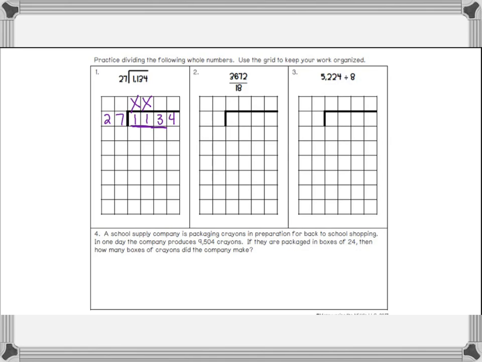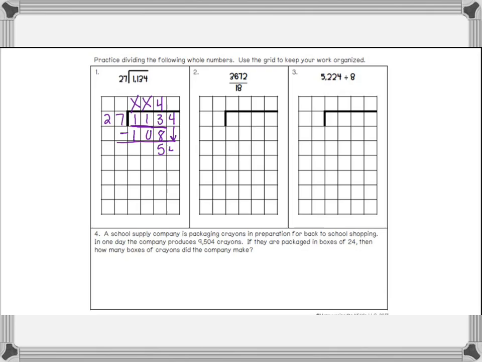113 divided by 27. Well, I know that's going to go in 4 times. Sometimes you have to just guess. Sometimes you have to use some estimation to help you. So then I'm going to take 27 and multiply it by 4. 4 times 27 is 108. Next thing I have to do is subtract. 113 minus 108 gives me 5.